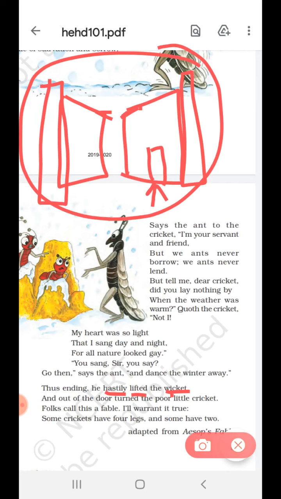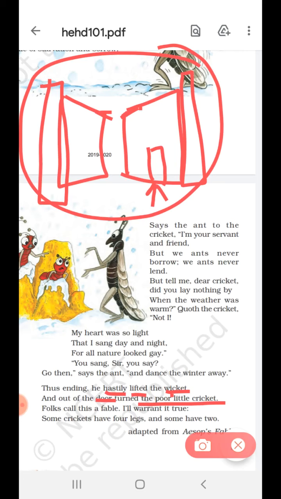And out of the door turned the poor little cricket. So here it means that the ant quickly opened the small opening of the door and shut the cricket out of his house. It pushed the cricket out of the house. So now the poor cricket had no other choice but to leave the place. The cricket had to go away from there.